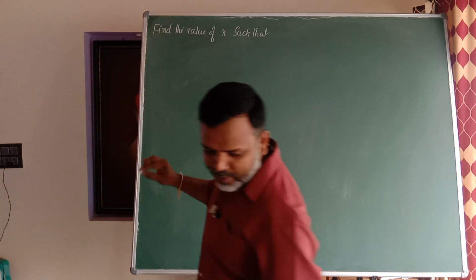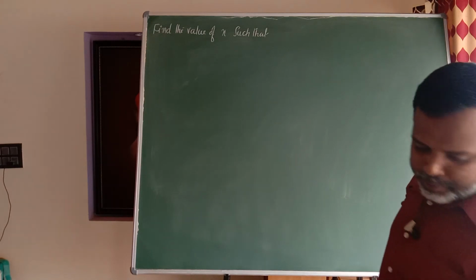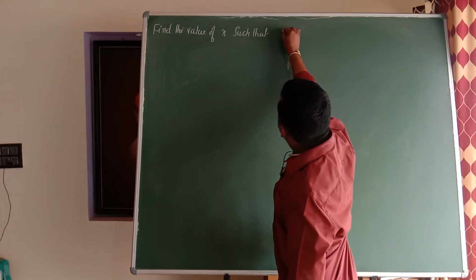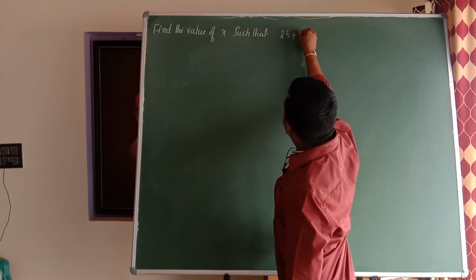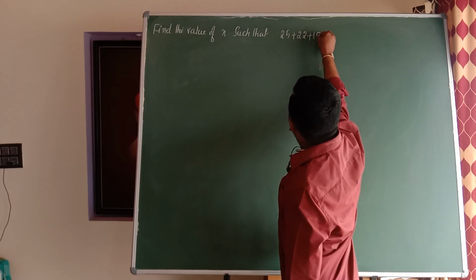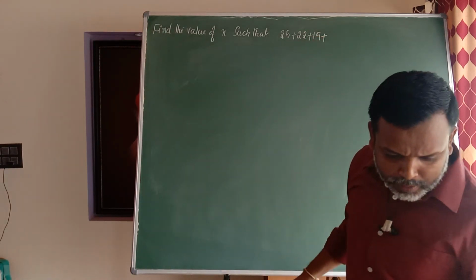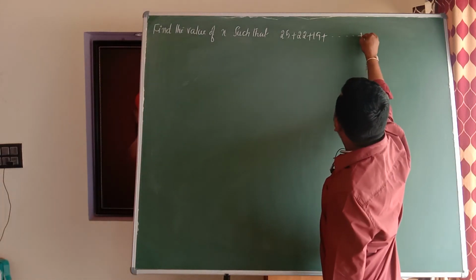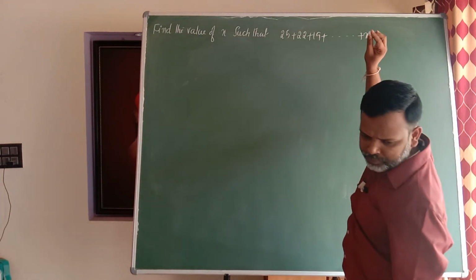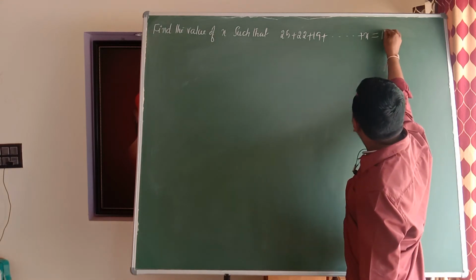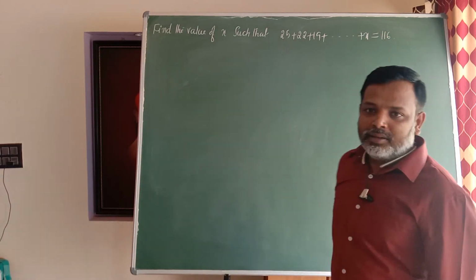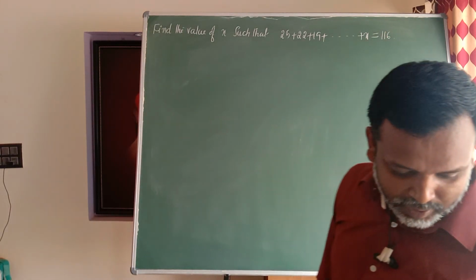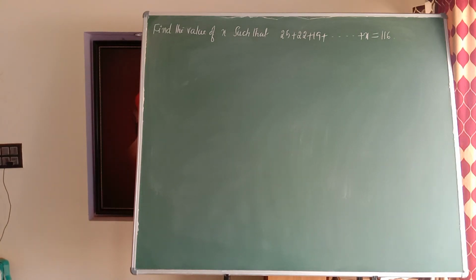they are given one equation here. 25 plus 22 plus 19 plus so on plus x is equal to 116. Now it's a very simple one. Okay. Now understand my question.